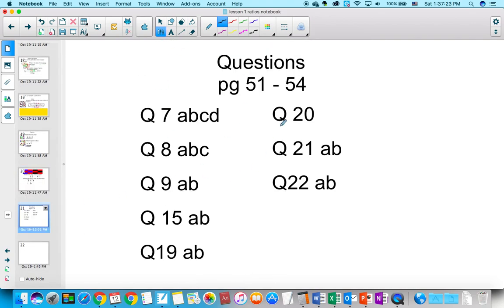So good practice questions for you to do, page 51 to 54. Again, this is a big unit. It can get kind of complicated, so I recommend practicing.